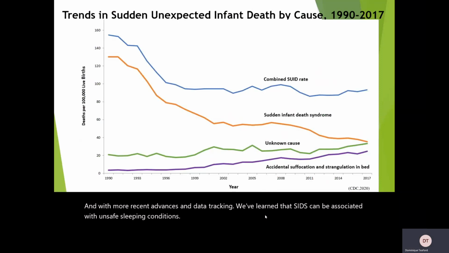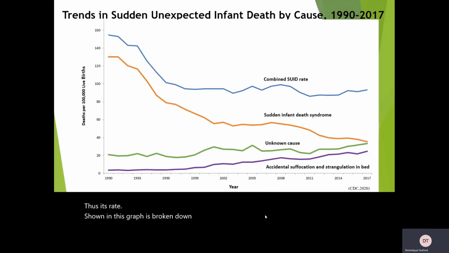The SIDS rate shown in this graph is broken down by sudden infant death syndrome, death by unknown cause, and accidental suffocation or strangulation in bed. I want to call out that all rates have declined since the 1990s. This decline followed the release of the American Academy of Pediatrics Safe Sleep Recommendations, also known as the Back to Sleep campaign.